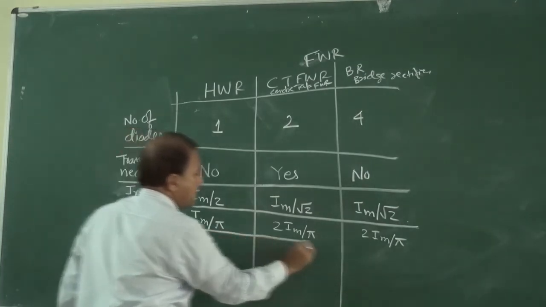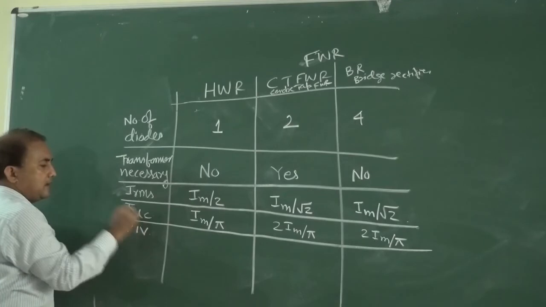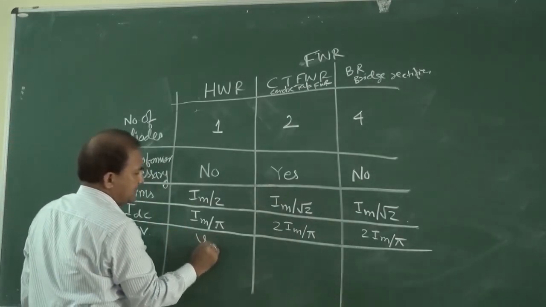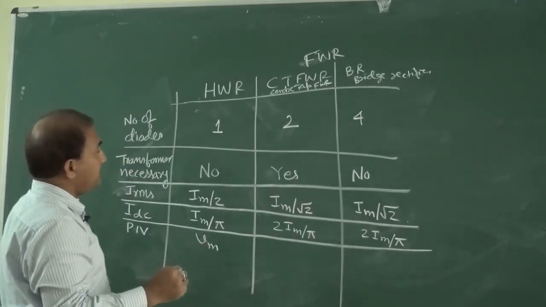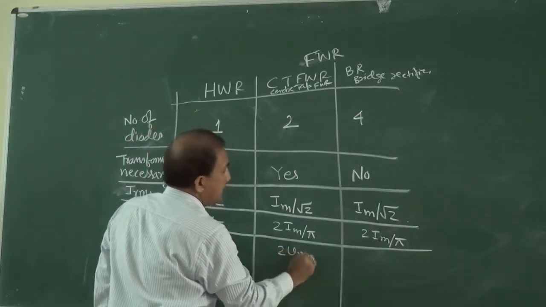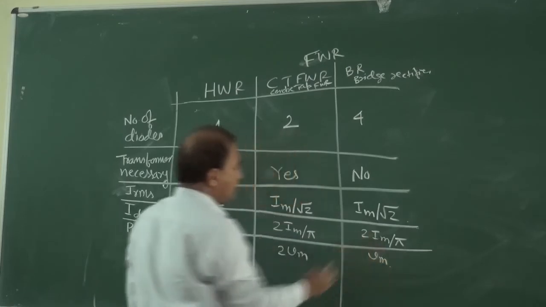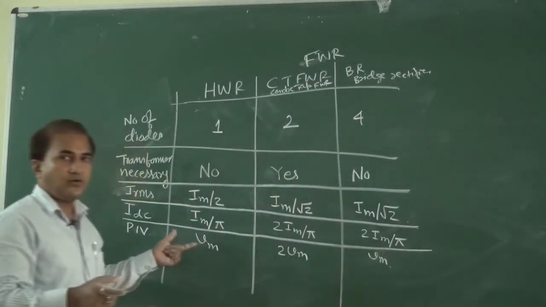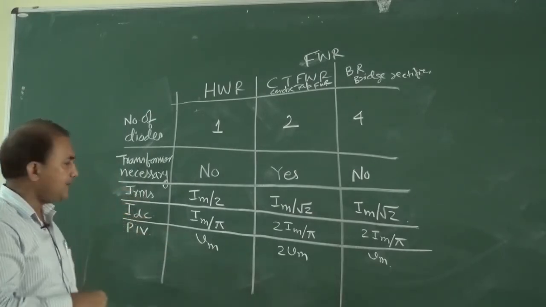Then we will see peak inverse voltage. Peak inverse voltage in case of half wave rectifier is Vm. In case of center tap full wave rectifier, it is 2 Vm. In case of bridge rectifier, it is again Vm. Vm is the peak amplitude across the secondary of the transformer.